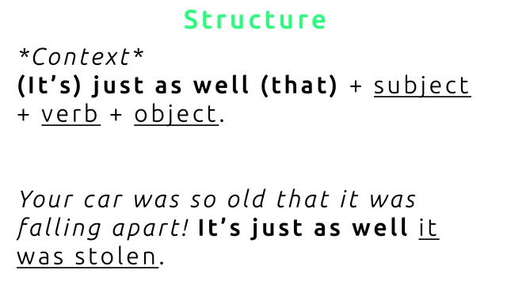Similarly, we can put the context before the pattern, like this. We put the context and then it's just as well that plus subject, verb, and object. For example, your car was so old that it was falling apart. It's just as well it was stolen. This is the same example. We've just switched the context with the pattern.